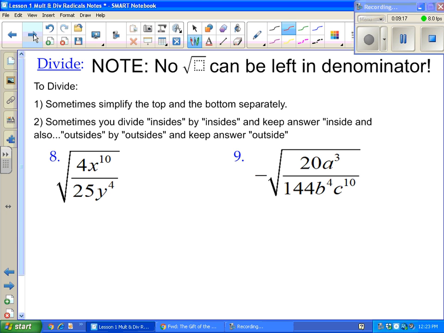So I think in most of these problems, we don't end up having too much trouble with that. To divide, here's a couple of strategies. Sometimes you will simplify the top and the bottom separately.